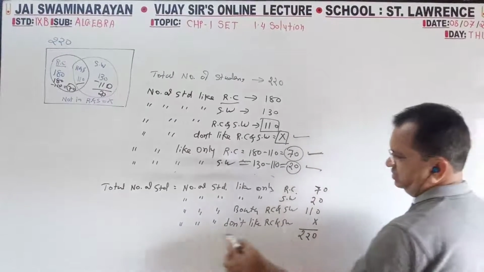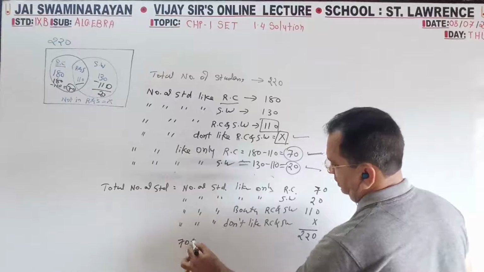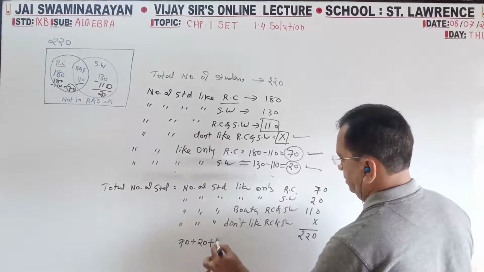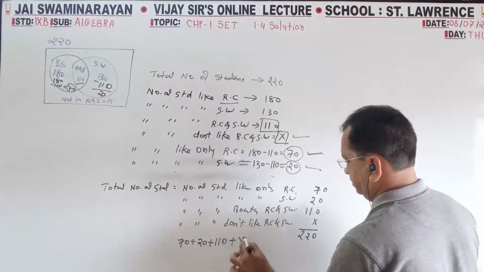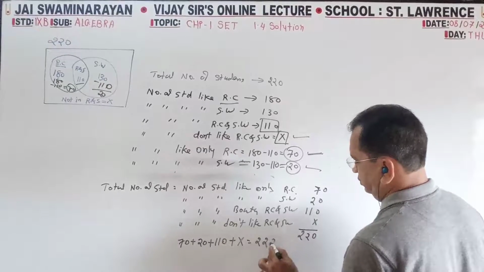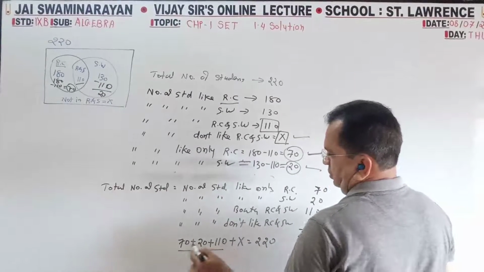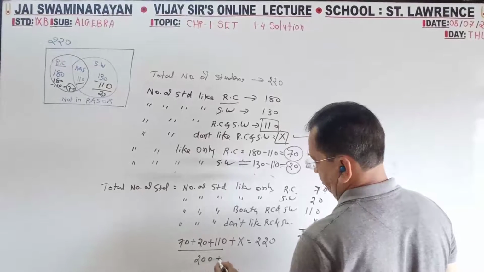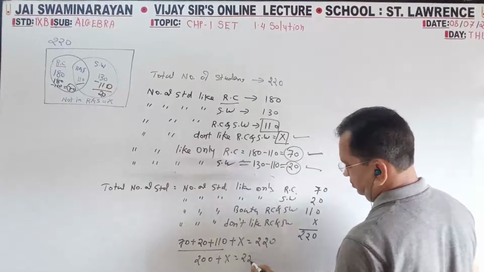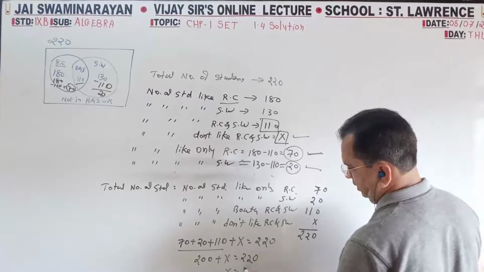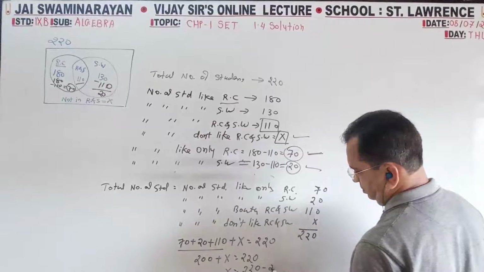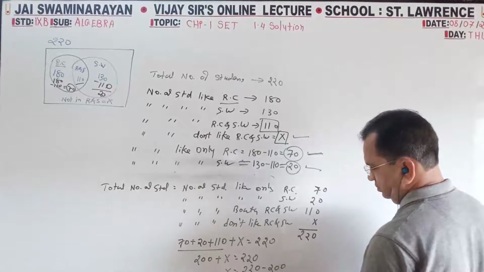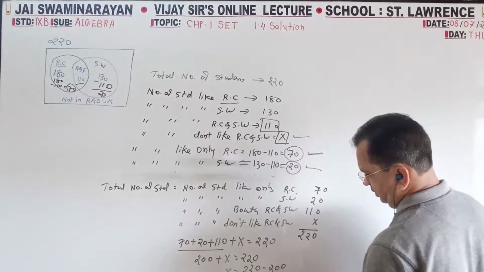Correct. So this is 70 plus 20 plus 110 plus X is equal to 220. 70, 80, 90, 200 plus X is equal to 220. X is equal to 220 minus 200. So X is equal to 20.